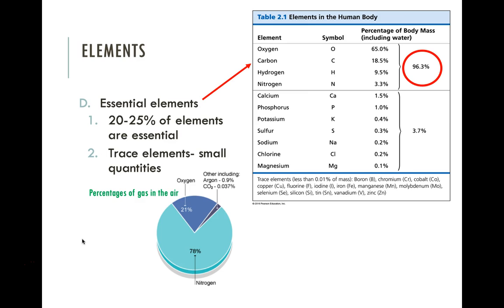So we have these essential elements. Roughly a quarter of all elements are essential. Those top four are required in large quantities, but then down on the bottom you see some other elements that are required in much smaller quantities. Those are trace elements. Trace elements are essential but just required in smaller amounts, and they vary based on the organism or the type of organism. So a bacterium might require a specific different element than, say, a human or a lizard.